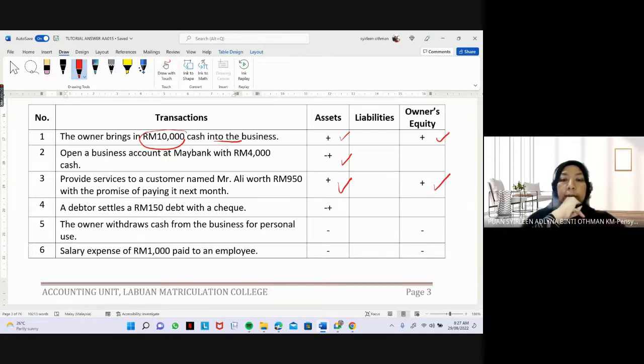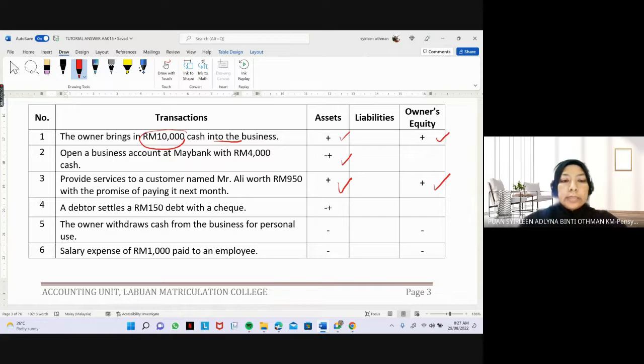So account bank akan increase, tambah. Okay, and at the same time, your accounts receivable akan reduce ataupun decrease. Okay, so you akan plus your bank account and then you akan minus your accounts receivable. Sorry.